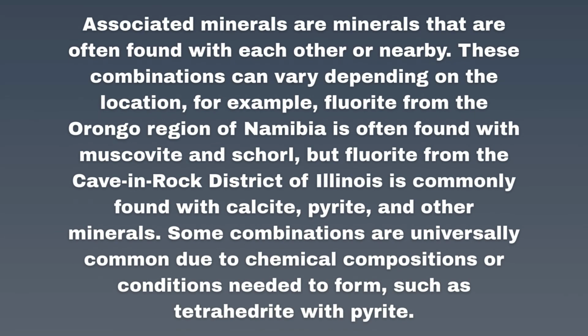Associated minerals are minerals that are often found with each other or nearby. These combinations can vary depending on the location. For example, fluorite from the Oranga region of Namibia is often found with muscovite and schorl, but fluorite from the Cave-in Rock district of Illinois is commonly found with calcite, pyrite, and other minerals. Some combinations are universally common due to chemical compositions or conditions needed to form, such as tetrahedrite with pyrite.